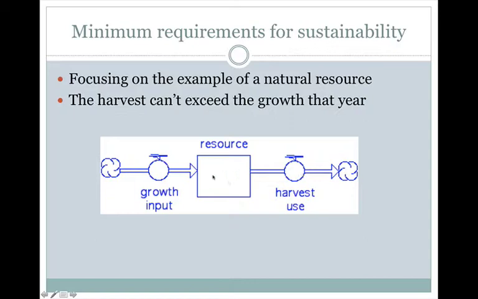And if the harvest exceeds the growth input, the resource is going to decline. And if the harvest use is less than the growth input, then you're going to get an increase in resource. So for a sustainable use of this over a period of time, you really can't have harvest greater than input.